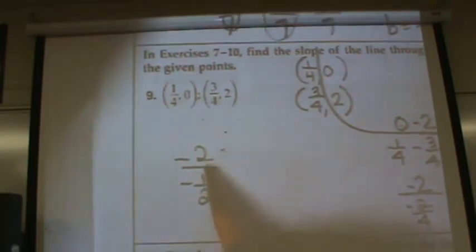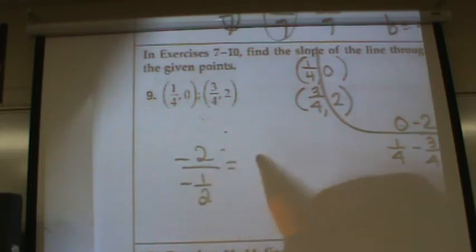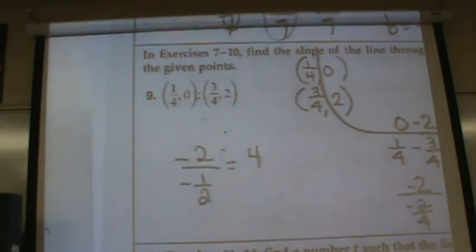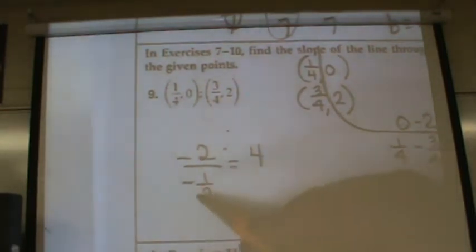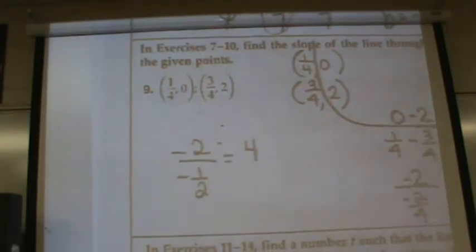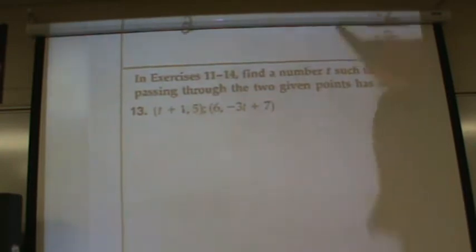Okay, now you have a fraction over a fraction, what are you gonna do? Flip it and multiply. Multiply, you get 4. The 2 negatives cancel. Flip and multiply, she says. Yeah, flip and multiply this out here.